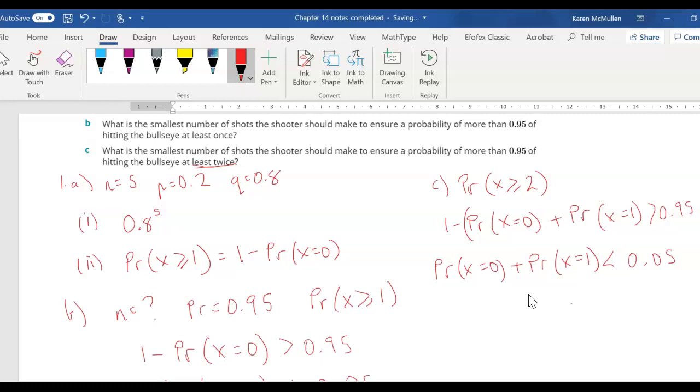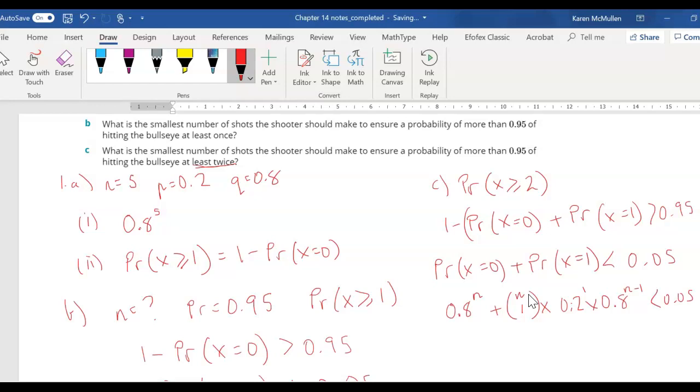Okay, so x equals 0, we did that in the previous question, so I'm just going to quickly write that here. So that's 0.8 to the power of n. And then the probability that x equals 1, if I write that as a binomial distribution, it's n choose 1, times the probability of success, which is 0.2 to the power of 1, times the probability of failure, which is 0.8 to the power of n minus 1. And that has to be less than 0.05.